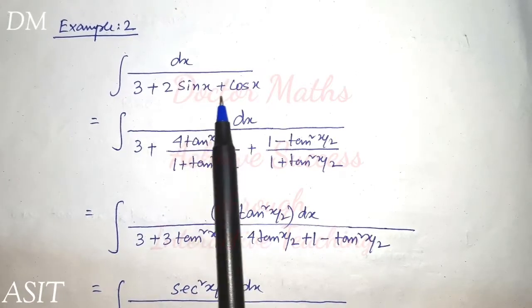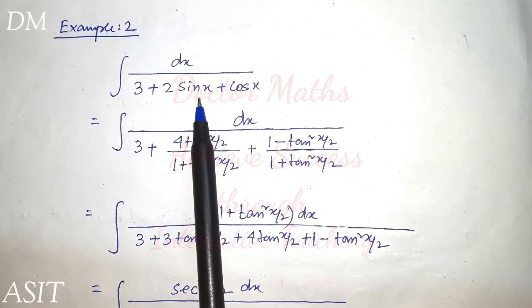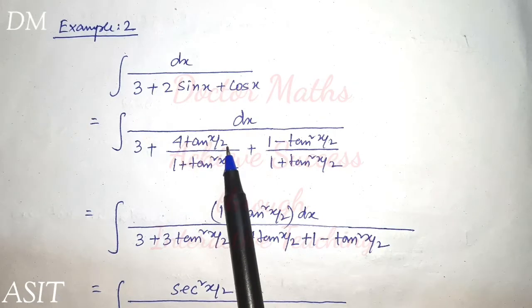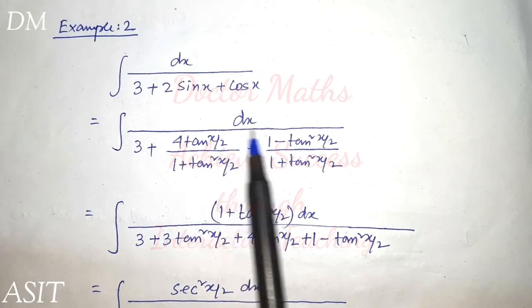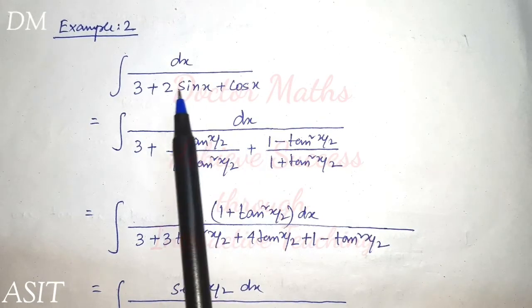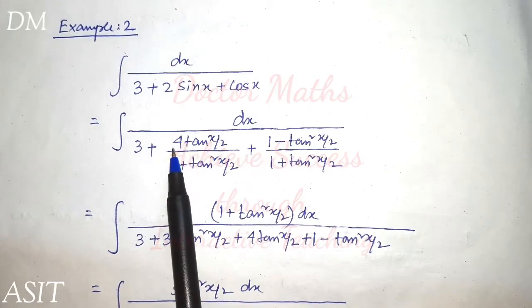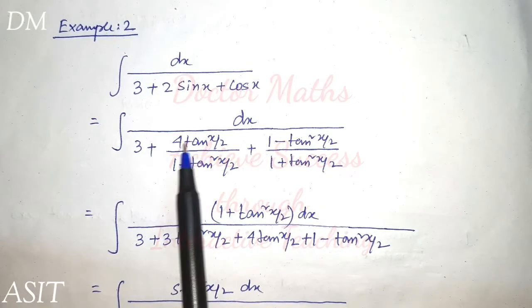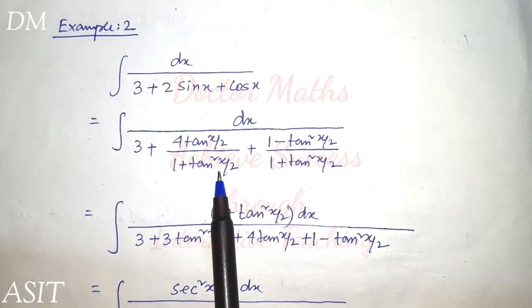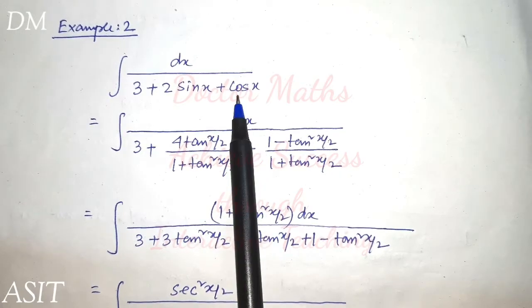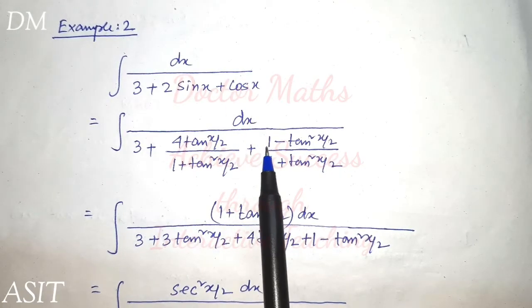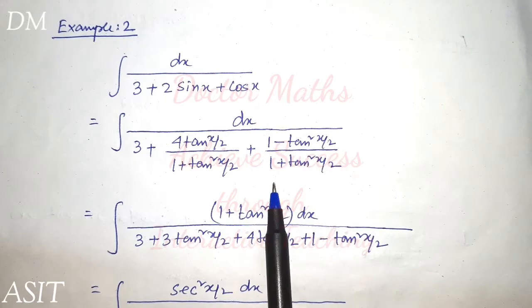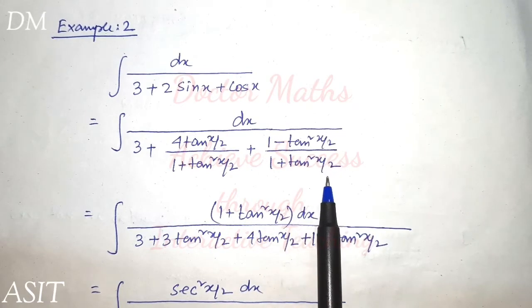So as per the rule, we can write sin x as 2 tan(x/2) by 1 plus tan square x by 2. Now 2 is multiplied with sin x, so 2 into 2 will become 4 tan(x/2) by 1 plus tan square x by 2, plus again cos x will be written as 1 minus tan square x by 2 by 1 plus tan square x by 2.